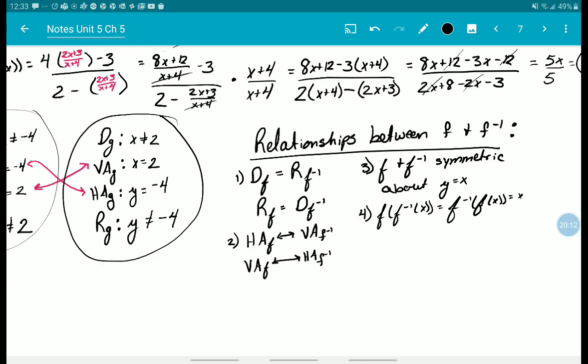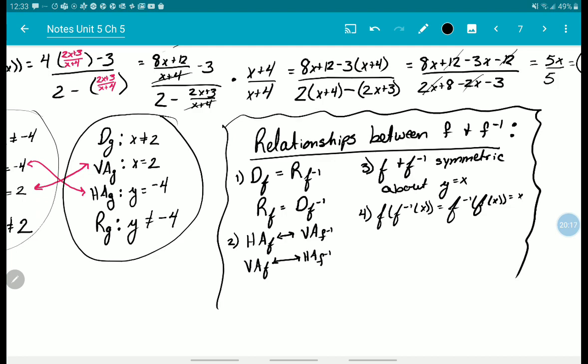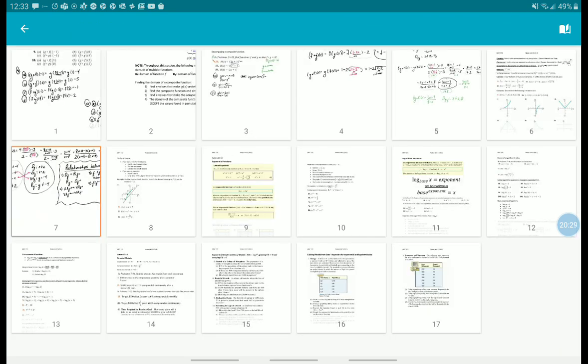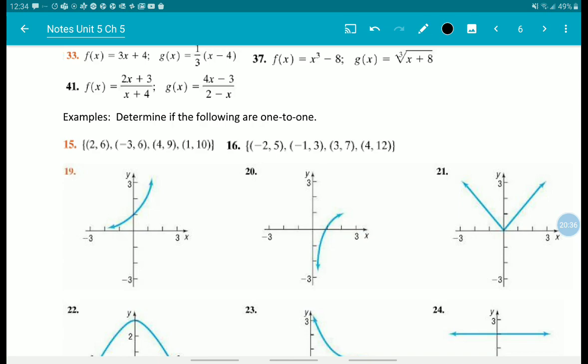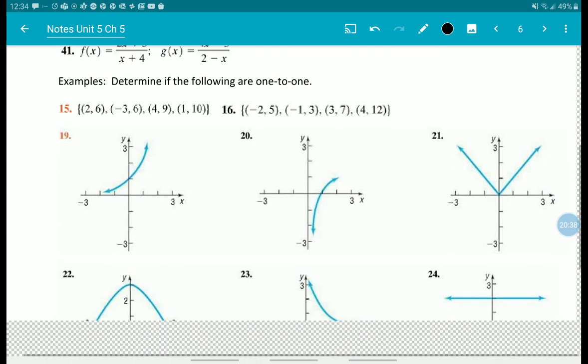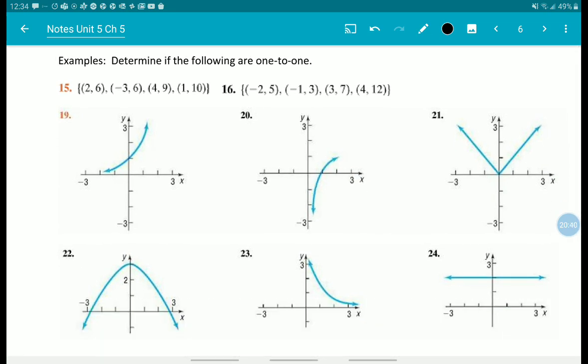So now that we've verified all that, now that we know this, and this is really your key to a lot of this section, understanding those relationships, what I want to do is play a little bit more with this idea of one-to-one. So we want to know, are these going to be one-to-one? And the easiest way to tell is to use that horizontal line test. So that's what we're really going to focus on here.